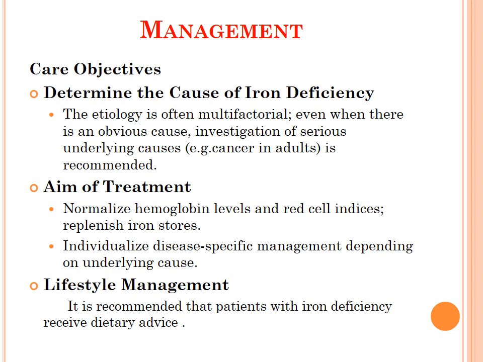So what are the first three care objectives? First is to determine the cause of iron deficiency. इसमें हम देखते हैं कि आयरन डिफिशिएंसी जो है उसका कॉज क्या है. Second is aim of treatment. We try to normalize hemoglobin levels. And third is we try to manage the lifestyle. It is recommended that patients with iron deficiency receive dietary advice. जिनमें आयरन डिफिशिएंसी होती है उनको हम डाइटरी एडवाइस देते हैं.